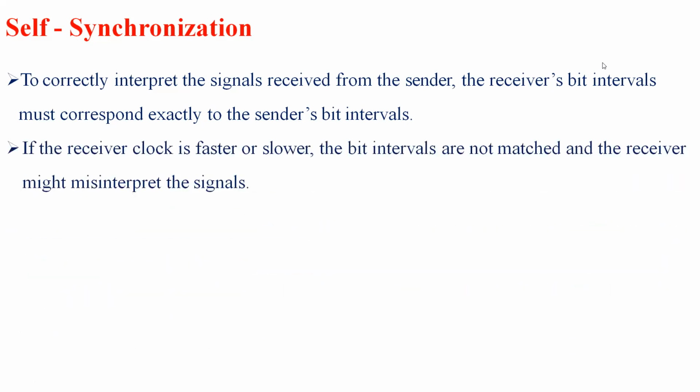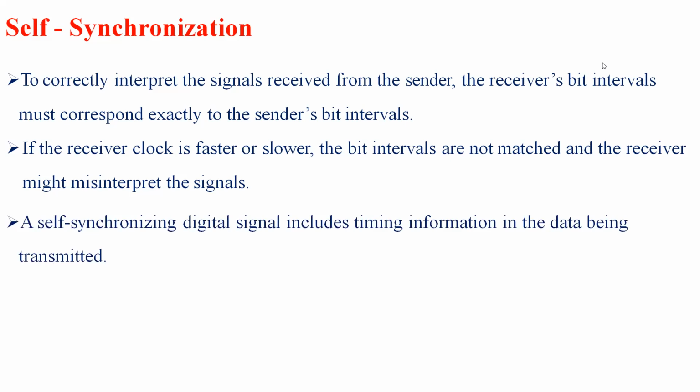If the receiver clock is faster or slower, then the bit levels are not matched. If there is any fluctuation in the clock rate or signal rate between the sender side and the receiver side, the bit intervals will not match, so there is a chance of misinterpreted signals. A self-synchronizing digital signal will include timing information in the data being transmitted.